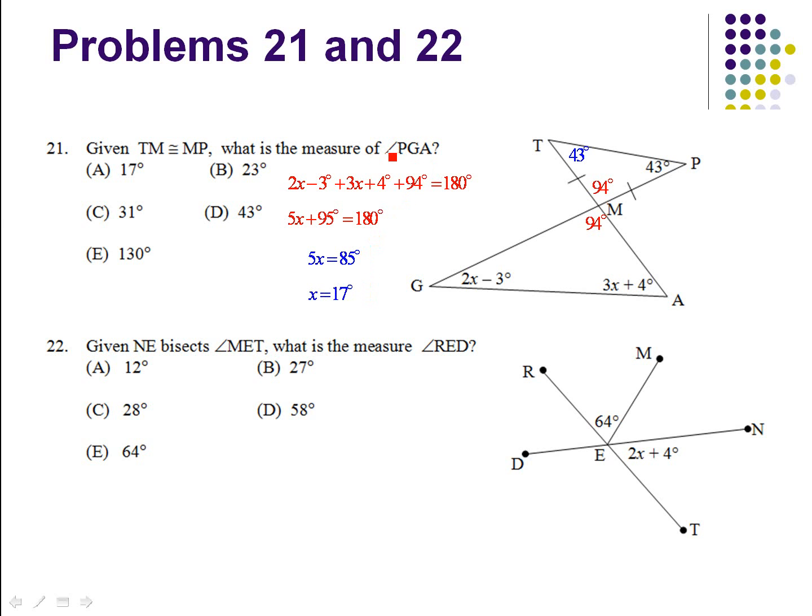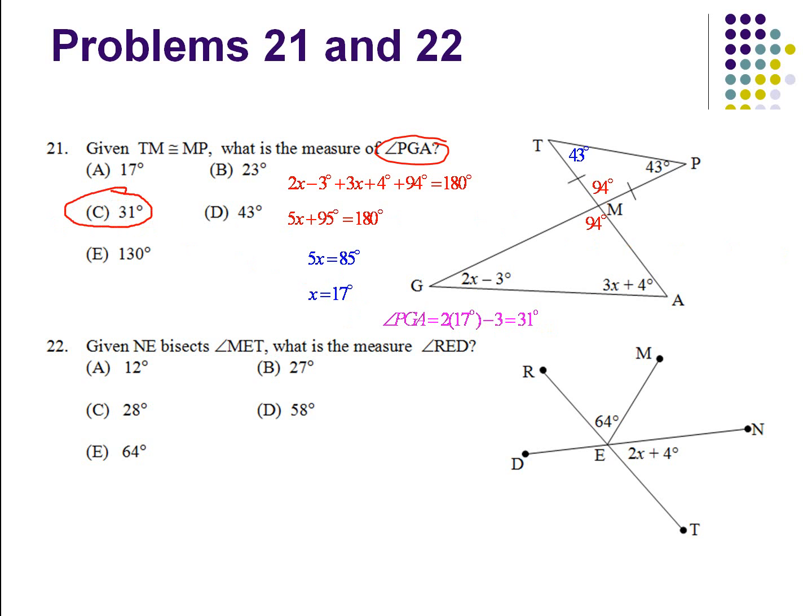But make sure you read the question. It says, what's the measure of angle PGA? So I got to do angle PGA. So PGA is going to be 2x minus 3. So 2 times 17 minus 3 makes it 31. Therefore, my answer was C.